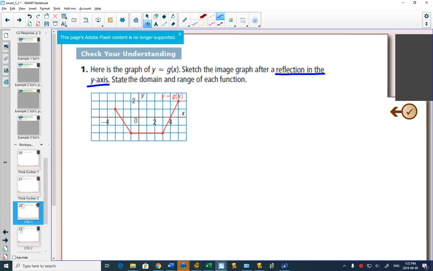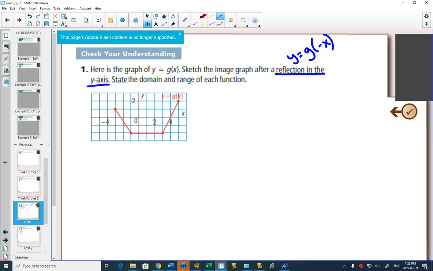With that reflection in the y-axis, you might go back to our notes and say, if I'm reflecting in my y-axis, is that a horizontal reflection or is that a vertical reflection? What does that look like in function notation? Since our function is g, over the y-axis is horizontal. Horizontal means that that negative would be inside the function. Inside the function means that it's going to affect the x values.